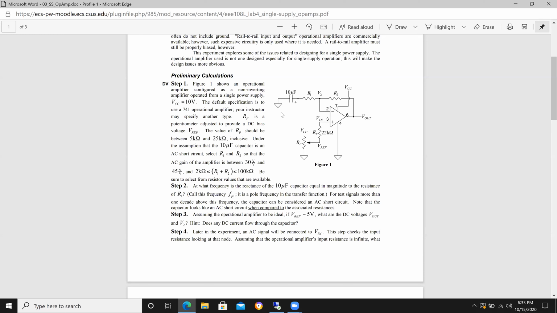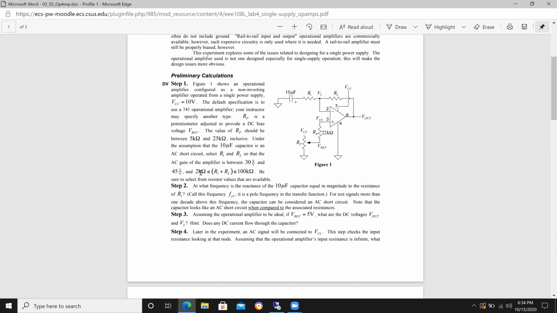For the capacitors, I mailed some 10 microfarad capacitors, so just use the 10 microfarad capacitor here and another 10 microfarad capacitor here to couple the signal in when you get to that point. Under the assumption that a 10 microfarad capacitor is an AC short circuit, so the frequency is high enough, this is shorted out.